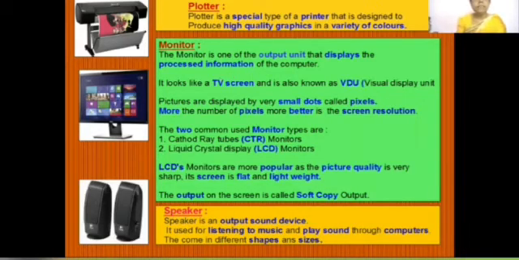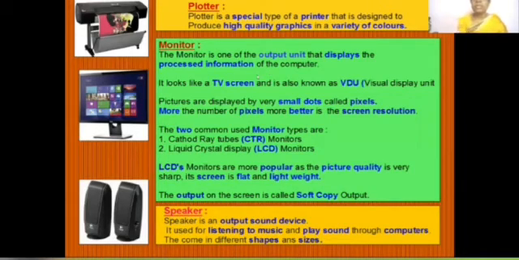The monitor is another output device. The monitor is an output unit. Whatever you write, you use a keyboard or your mouse to put any information, then it is displayed onto the monitor. So you can say the monitor is an output unit. It displays the processed information of the computer. Whatever you type, it gets into the processor and then it displays onto the monitor.